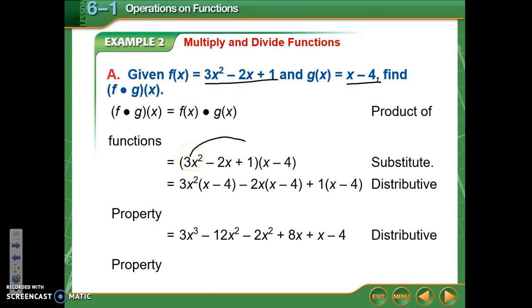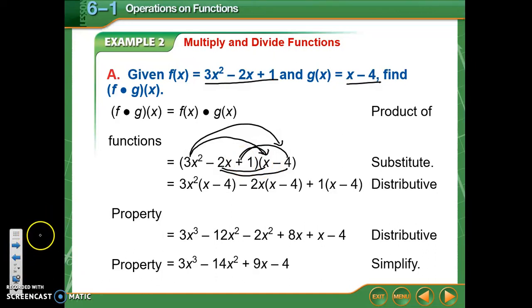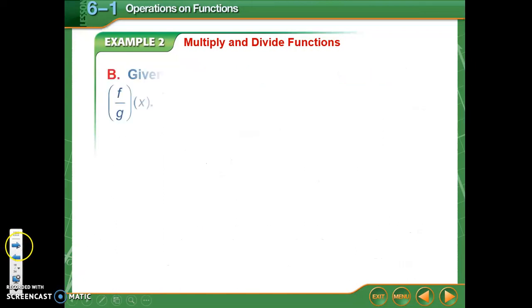You can also do it term by term if you want and do 3x squared times x, 3x squared times negative 4, and then negative 2x times x, negative 2x times negative 4, and then 1 times x, and 1 times negative 4. It's up to you. And then you combine like terms, and we end up with 3x cubed minus 14x squared plus 9x minus 4, and that's our final answer.